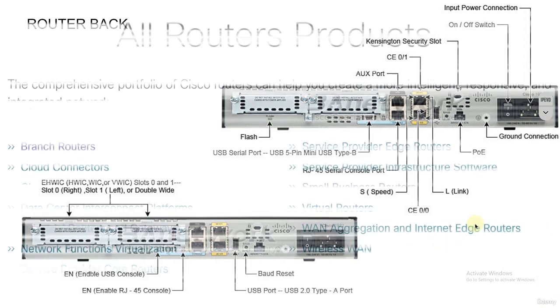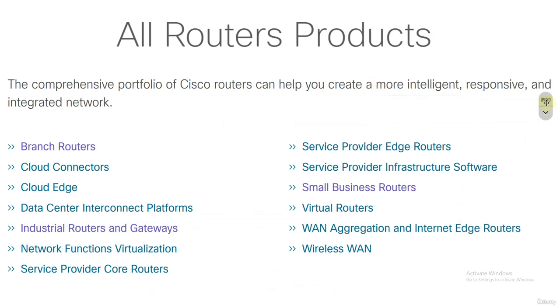Okay, so in the next slide, I'm talking about all the router products that Cisco is currently using. This is the very latest slide from 2024. So as you can see, when we talk about Cisco routers, Cisco basically uses multiple routers in the production environment. For example, the branch routers.